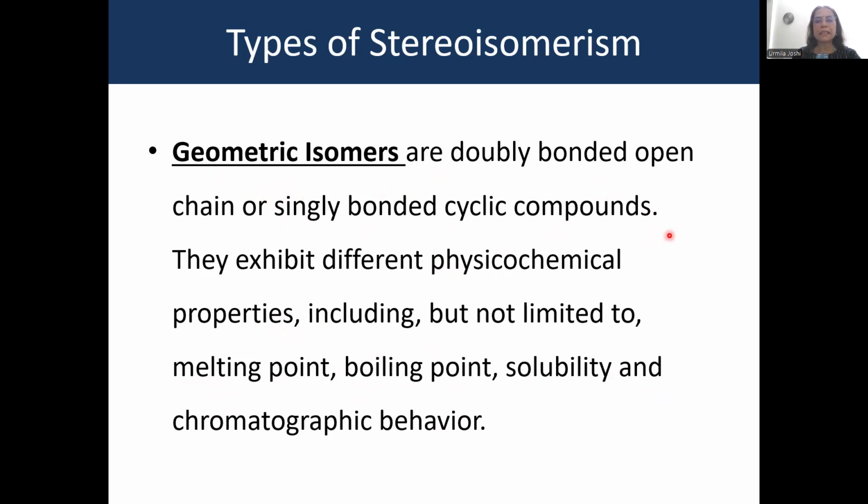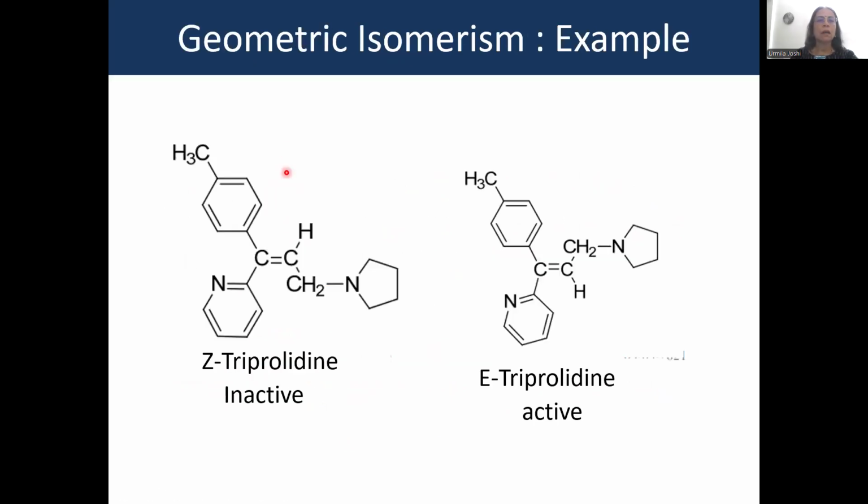You have or will study more about this in organic chemistry. So examples of geometric isomerism in the drug molecules. This is triprolidine. Okay, triprolidine contains a double bond, a carbon-carbon double bond. And you know there is a restricted rotation around this carbon-carbon double bond. So these two isomers, one is Z triprolidine, second is E triprolidine. So Z triprolidine is an inactive isomer, whereas E triprolidine is an active isomer.